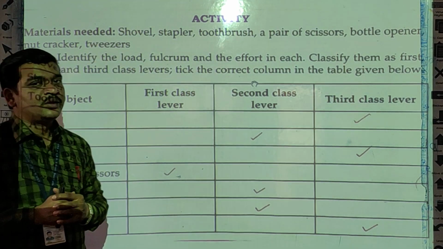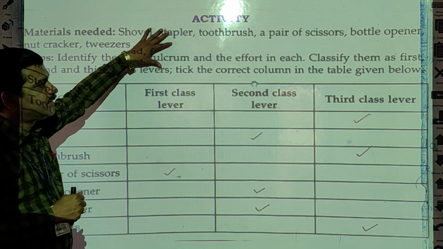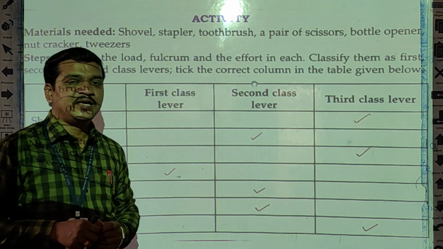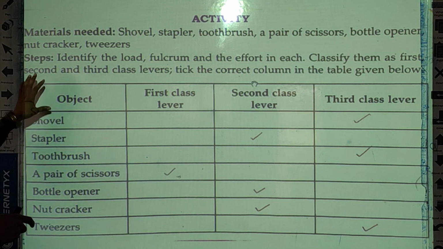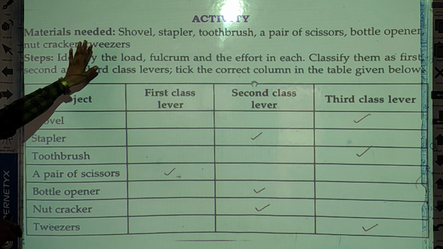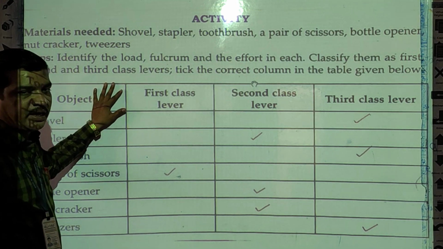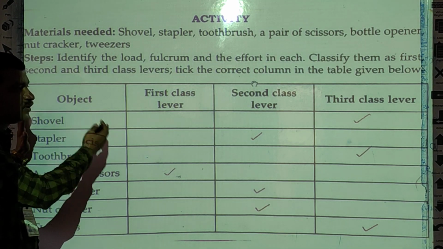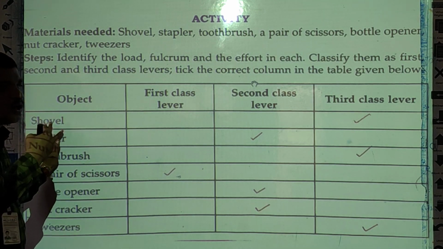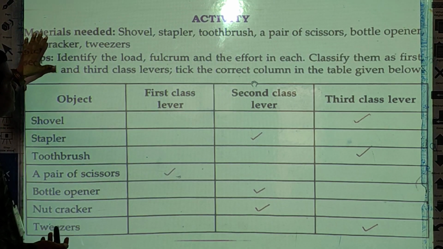Now today we are going to discuss this activity. Here is one activity for you. You have to read this activity and take the answers like examples. Okay, this stapler belongs to first class, second class or third class? Now see here what is the activity.